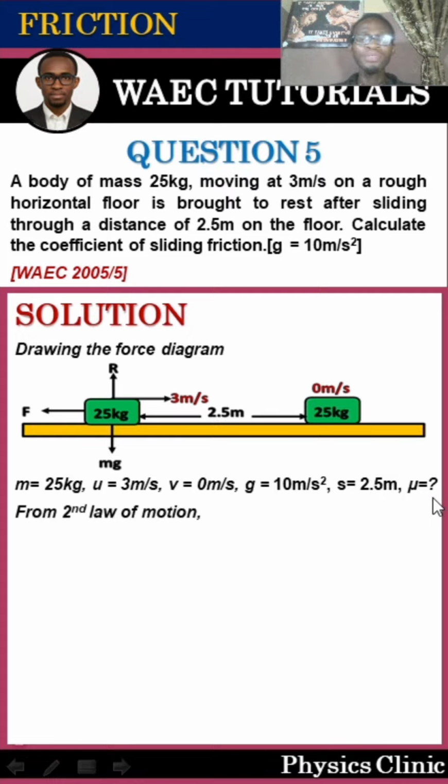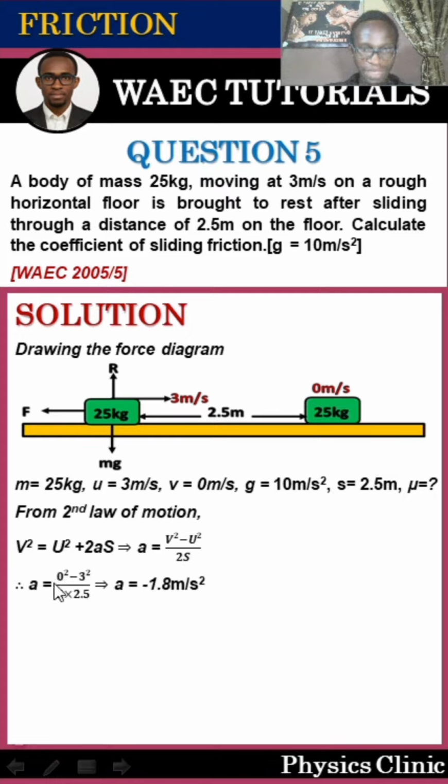So from the second law of motion, we have that v square is equals to u square plus 2as. So it means that, making a the subject of formula, this is going to be v square minus u square over 2s. So we are now going to input the value. So a is equals to 0 square minus 3 square over 2 times 2.5. So our a is going to give us minus 1.8. The minus indicates that the body is actually decelerating.